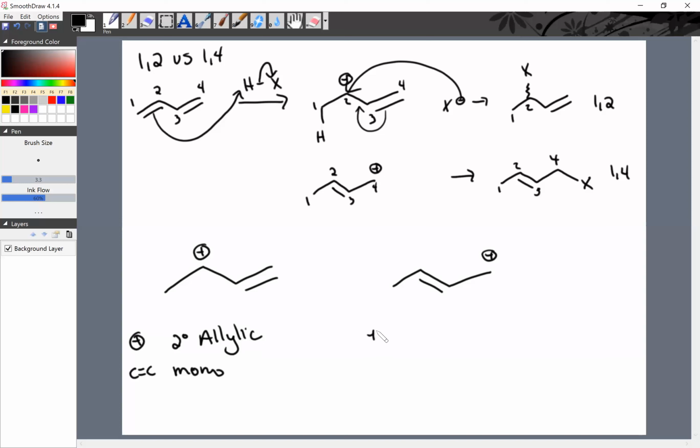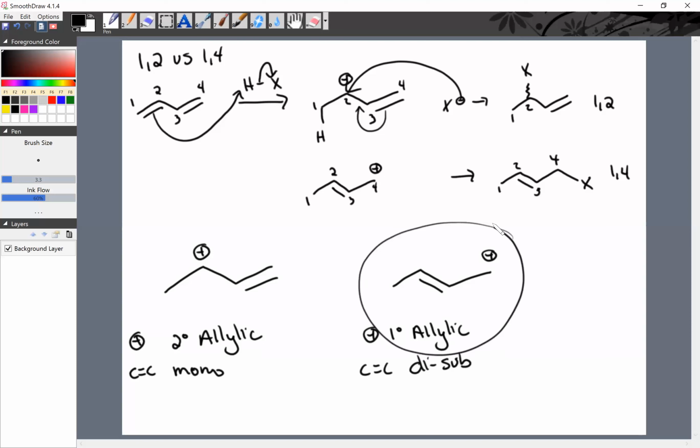What do I know about my carbocation? Yes, it's primary, but not really an issue. More important is that it's allylic. And what do I know about the double bond? Ooh, it is di-substituted and happens to be drawn trans. So which one is going to be more stable? This one.